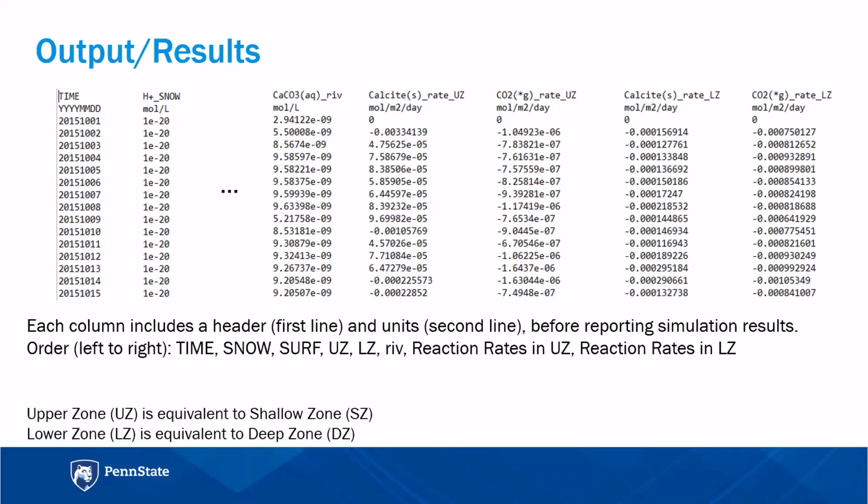And so looking at the column names from left to right, we have the concentrations of primary species in the snow and surface, followed by concentrations of primary and secondary species in the upper or shallow zone, the lower or deep zone, and then the river. And then lastly, all the way to the right-hand side of the results file, you'll have the reaction rates in the upper or shallow zone and then the lower or deeper zone. And so you can download this file and then plot out the results in whatever software or language you prefer. And so now we're going to look at some results from this specific simulation.